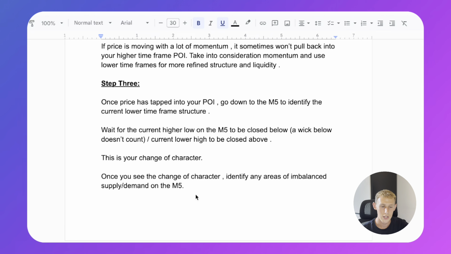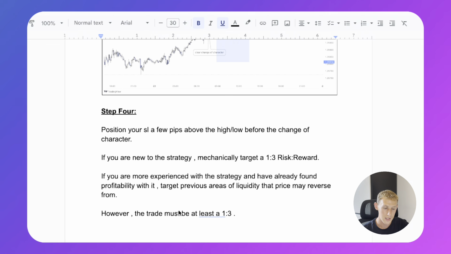Once we see that change of character, I'm then looking to simply identify an area of imbalance, and I'm setting my limit on this imbalance, and then if we go over to step 4, where am I targeting? I'm targeting a mechanical 1 to 3 risk to reward with my stop loss position just above the high or below the low of the change of character.